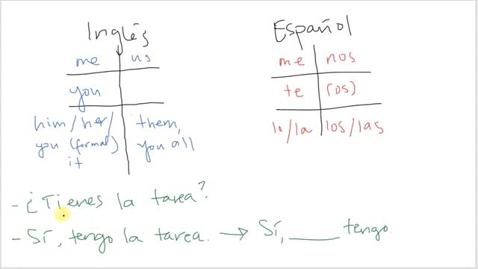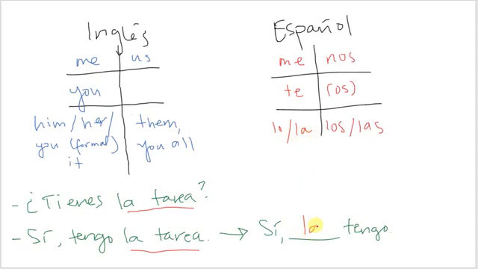Okay, so let's look at this example again. ¿Tienes la tarea? Sí, tengo la tarea. So, ¿tienes la tarea? Do you have the homework? Who or what do you have? You have the homework, so the homework would be the direct object. If I don't want to repeat that over again, so do you have the homework? Yes, I have the homework. Do you have the homework? Yes, I have it. So, la tarea is feminine and singular. So, we would go to the feminine and singular option, which would be la.